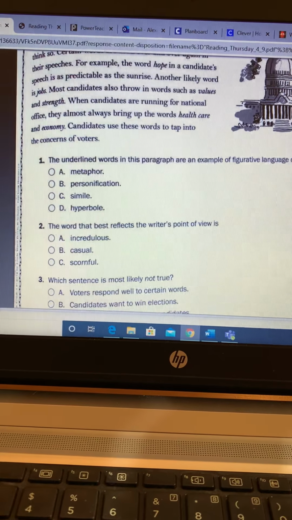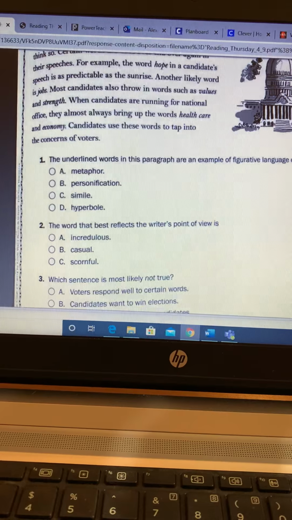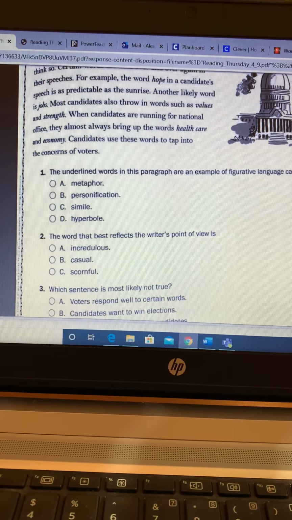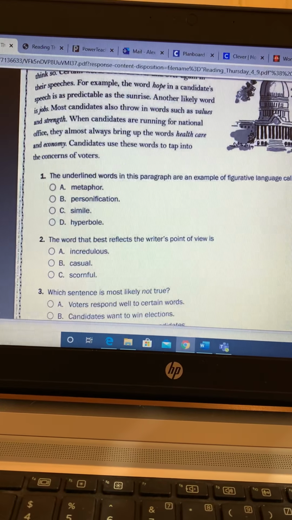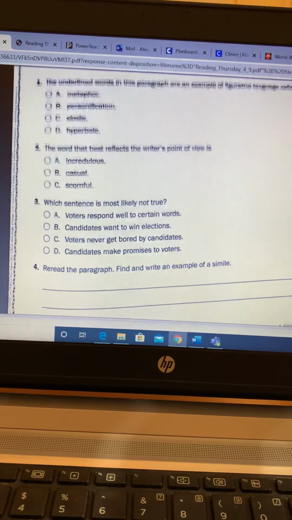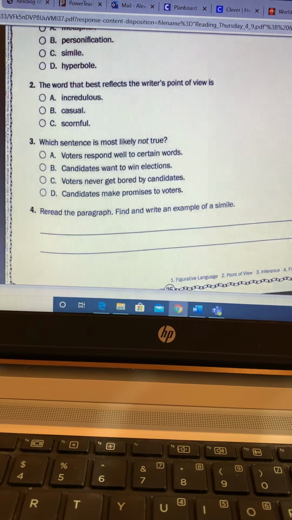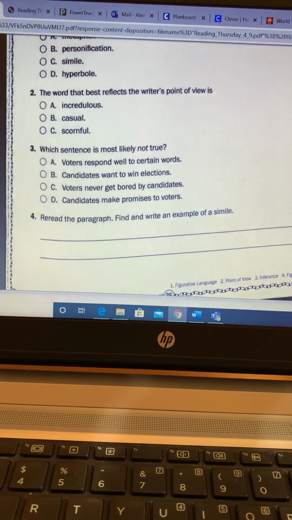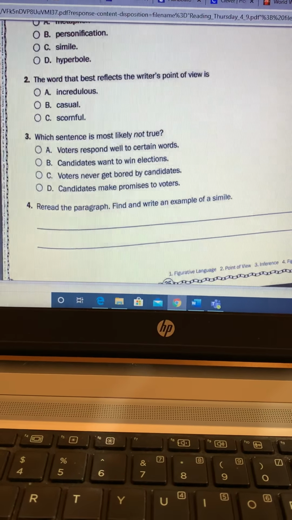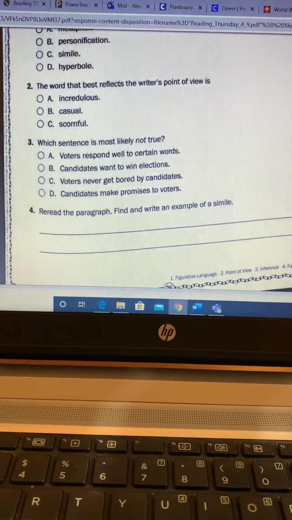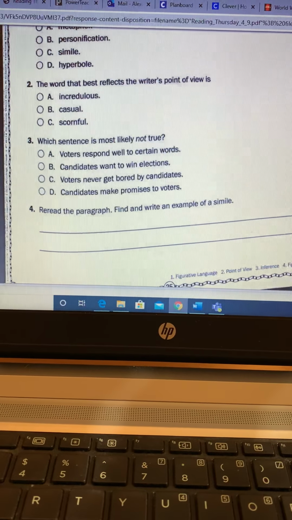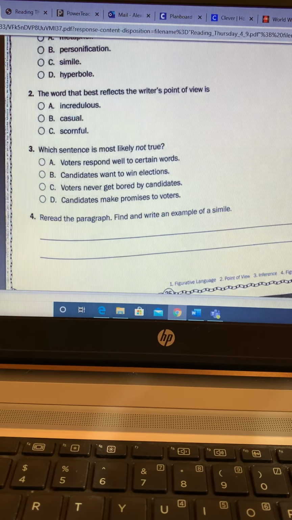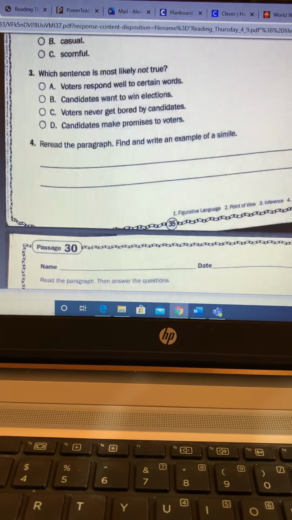Okay, then we see point of view again. Again, if you're looking for a word that's reflecting the writer's point of view, it's a word that is describing how the writer thinks or feels about the topic of the text. Okay, and then number 3, you're going to just go back and look at that to see which one is most likely not true. And number 4, reread the paragraph. You're going to find and write an example of a simile. So you're going to find a simile in the text. Again, that's something that is comparing 2 things using like or as.